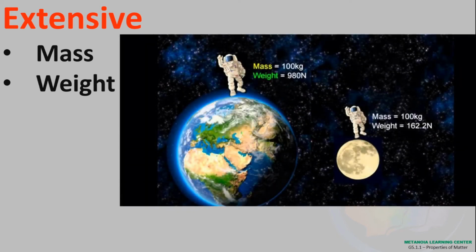For extensive properties, we can describe physical properties through mass and weight. Just to explain the difference between mass and weight: mass refers to the amount of matter something is composed of, while your weight is the interaction of your mass with the gravitational acceleration here on Earth.